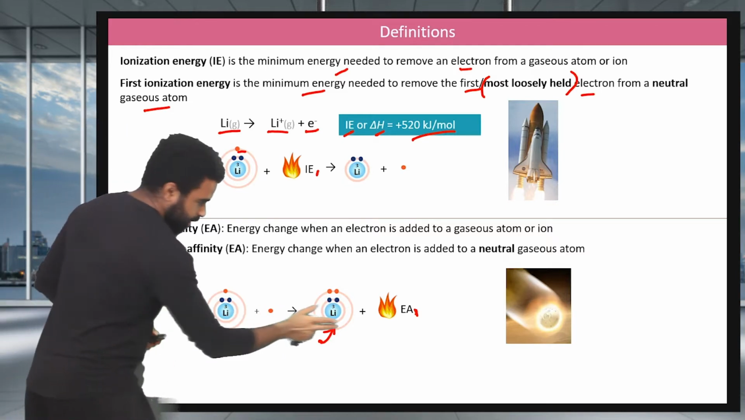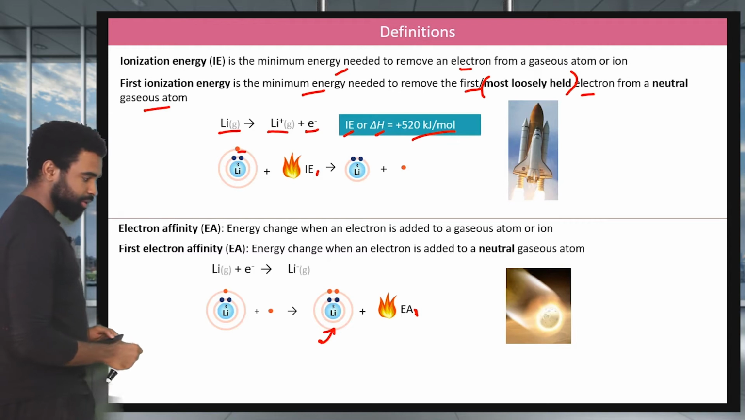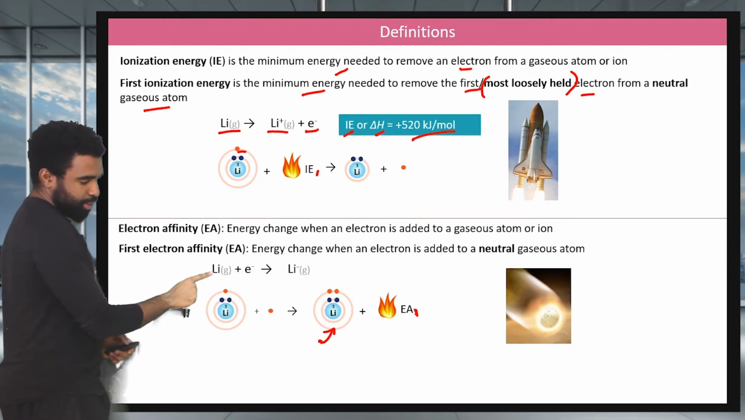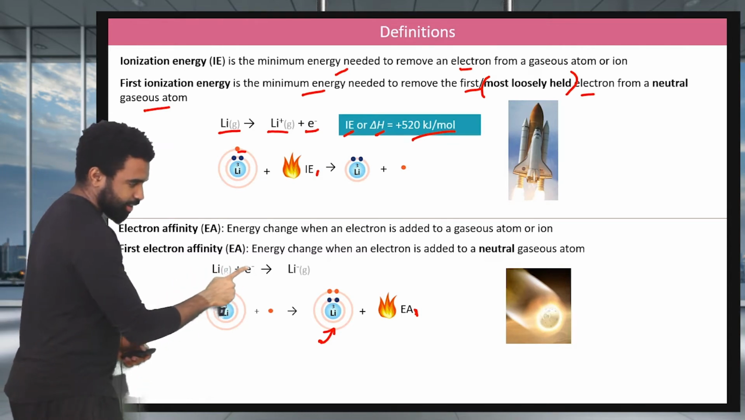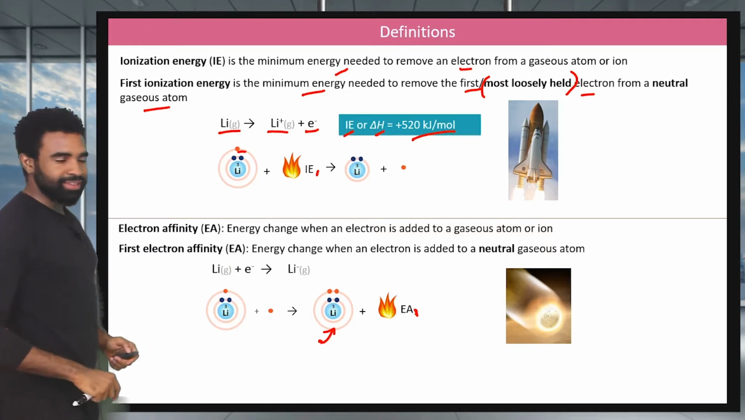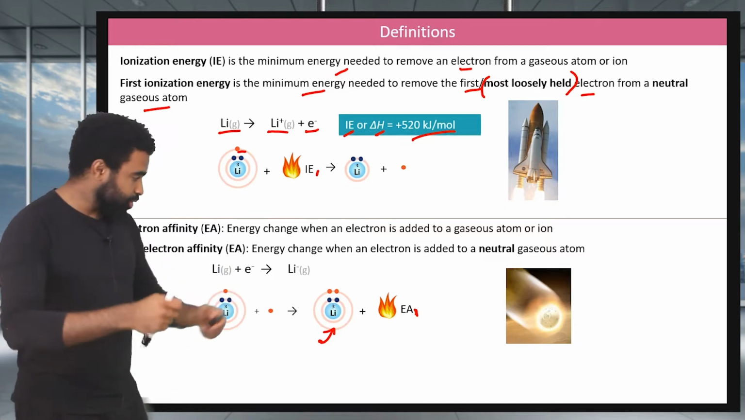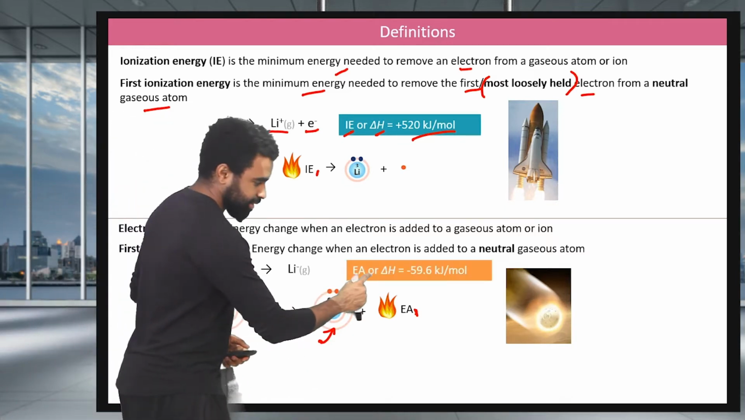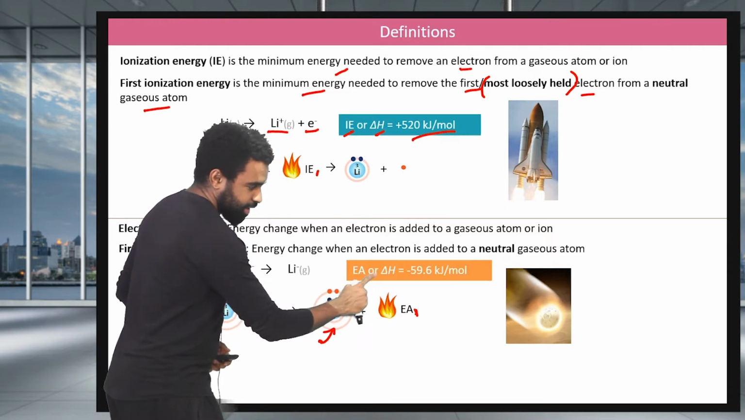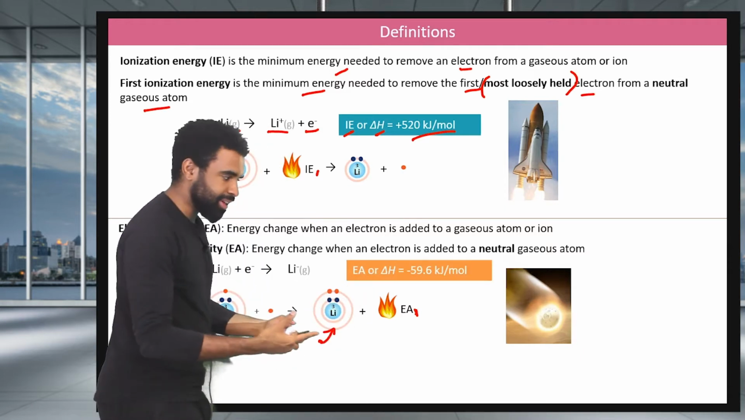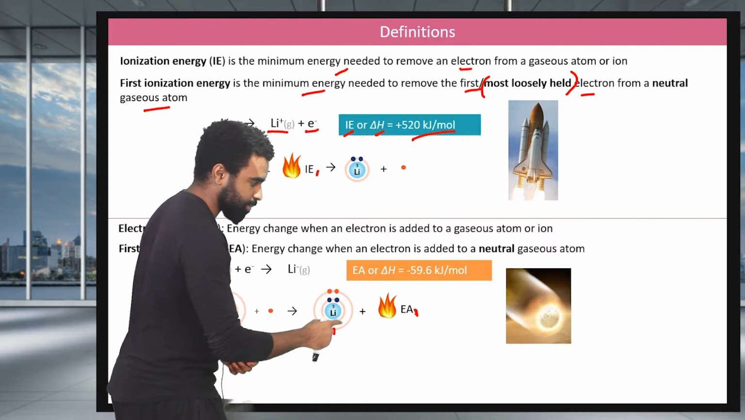Now, what is the formal equation for EA, for electron affinity? Here we have a lithium gaseous atom gaining an electron to form a lithium gaseous anion. And the associated energy change here is the electron affinity. You can write it as delta H, which is the change in enthalpy if you've done thermochemistry.